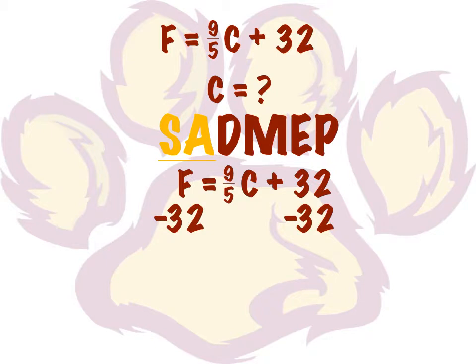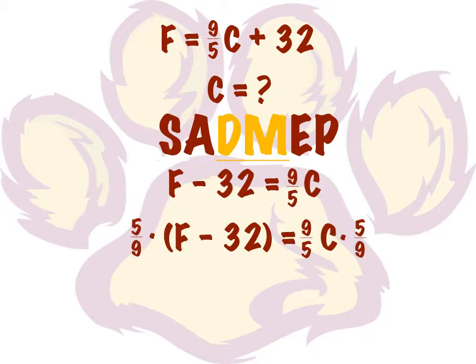So with our SADMAP, the subtraction and addition comes first. And that's what we need to get rid of first. In our original equation, we have a plus 32. So to move that 32 to the other side, we have to do the opposite. We're going to subtract 32 from each side. On the right side, 32 minus 32 will cancel out, and that's what we want. On the left side, then, we will now have F minus 32. So we'll have F minus 32 equals 9/5 C.